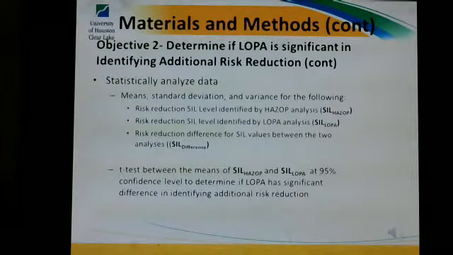So once we collected the information and categorized it, we calculated the mean, standard deviation, and variance for the following. First, we identified any risk reduction identified by the HAZOP analysis team, which we call SEAL HAZOP. Then we looked at the risk reduction, or SEAL level, identified by the LOPA analysis, which we call SEAL LOPA. And then we looked at the difference between the SEAL values, which is just the amount of risk reduction required between the two analyses, which is what we call the SEAL difference.